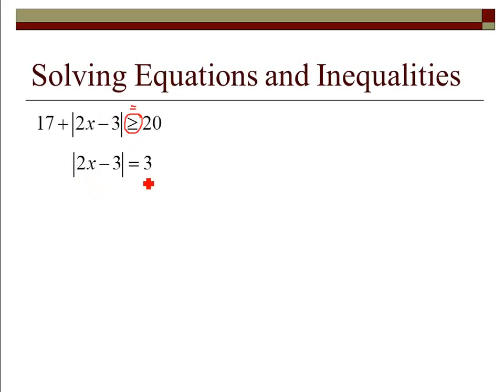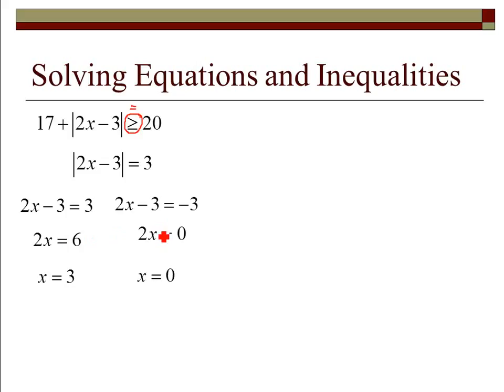Okay, so for the absolute value, there's two ways to get 3 out of an absolute value. The inside equals 3, or the inside equals negative 3. Those are my two choices. Okay, so now I'm going to solve each of these. I'll add 3, get 2x equals 6, so x equals 3. Add 3 over here, I get 2x equals 0, so x equals 0. And now what I'm going to do is test these numbers on a number line. So I put out a number line. I'm going to plot the points 0 and 3. Now, since we had equals in the original equation, I'm going to use solid dots.